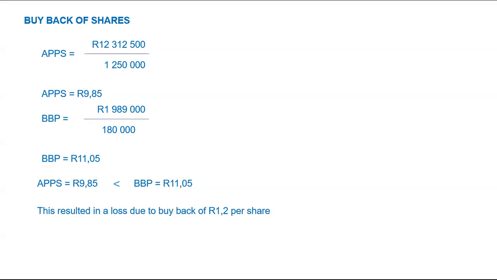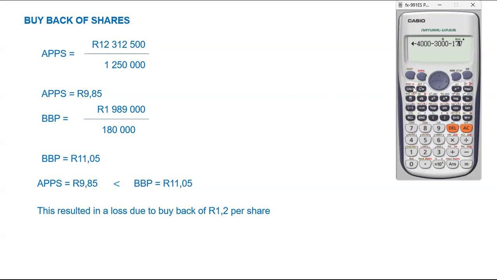How did I get that 1 rand 20? All I did to get that 1 rand 20 is to take that 11 rand 05 and minus that 9 rand 85, and it gives you that value. How much is that value? It'll be 1,20. You got that? That's a loss. Do you understand why it is a loss? Never make a mistake of getting it wrong.